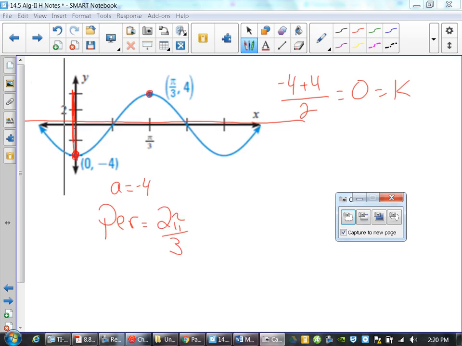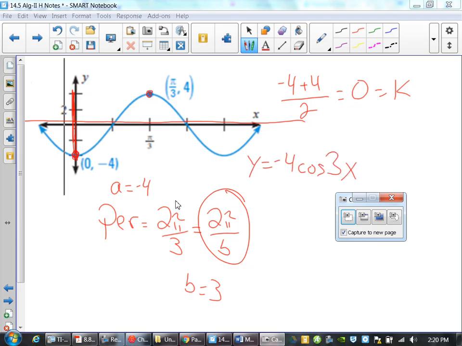Yes. Which means I need to figure out my B value. Period is found by 2 pi over B. What's B? 3. Okay? So your B value here is going to be 3. Do you now have enough information to write the equation? Yes, sir. Where did the B value come from? Period is found by 2 pi over B. So I set my period equal to 2 pi over B and solve for B. So my answer is going to be y equals -4 cosine 3x.